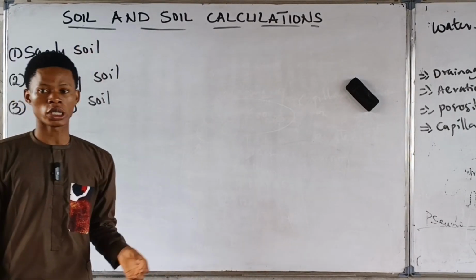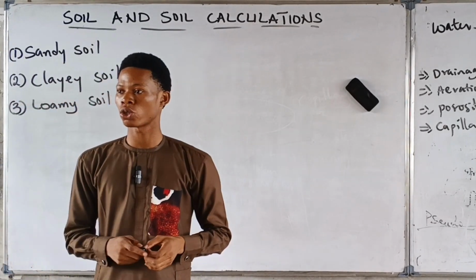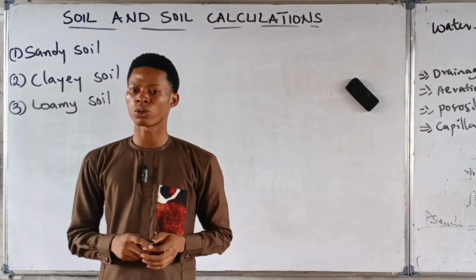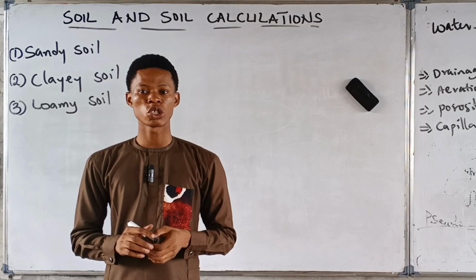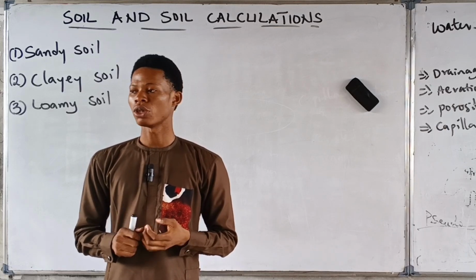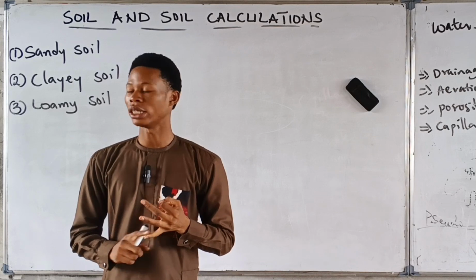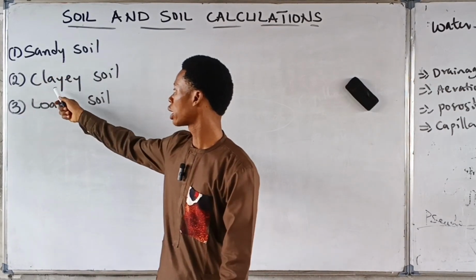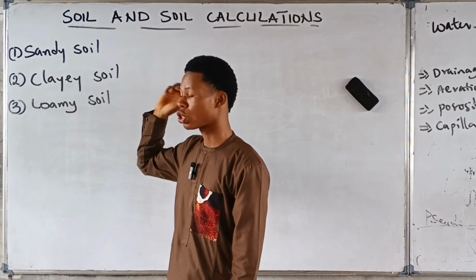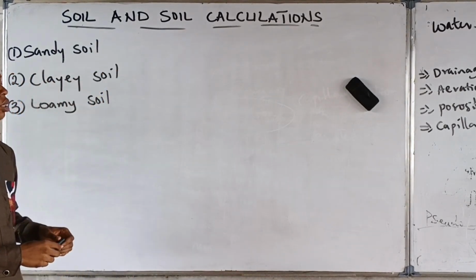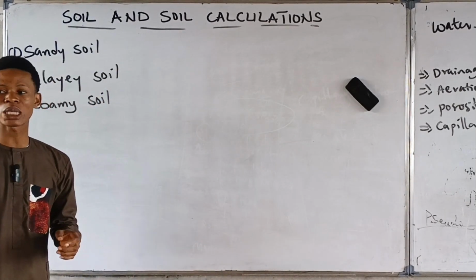So we know that soil is the topmost layer of the earth crust, true or false? So soil is the topmost layer of the earth crust. And we know soil is a mixture, right? Soil is a mixture. And we have 3 types of soil. And they are sandy soil, clay soil, and what? And loamy soil. Now, sandy soil, we said it contains how many percent sand?